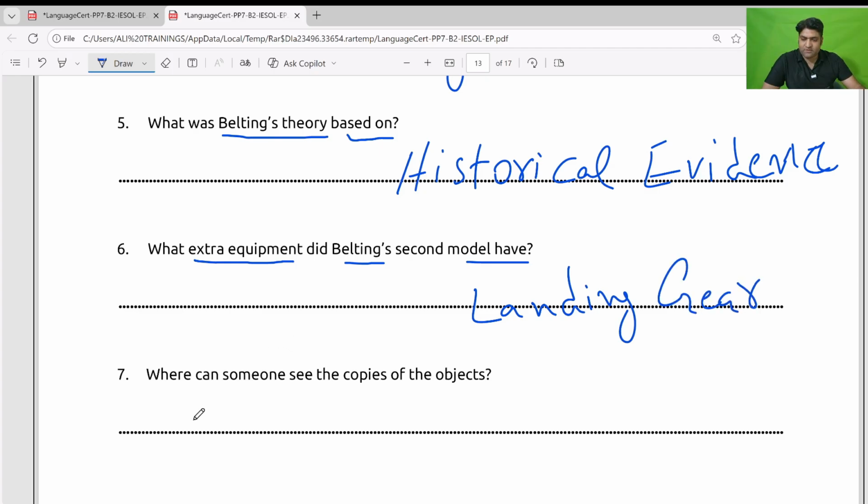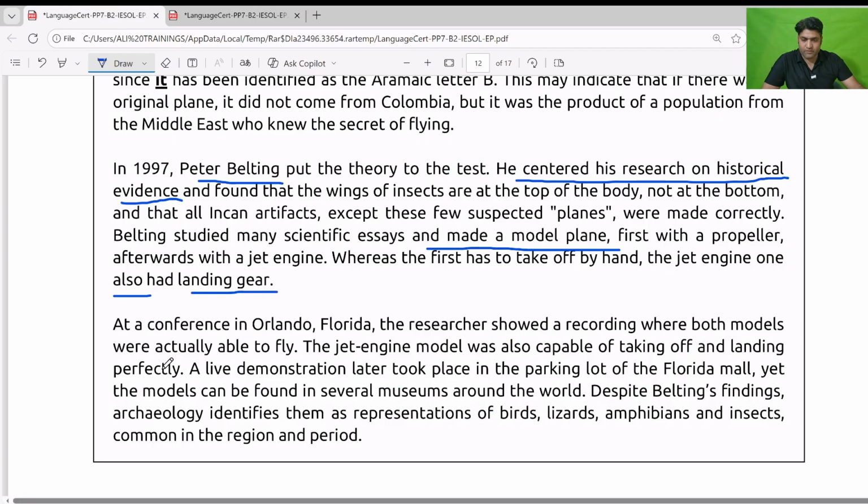Our next question is, where can someone see the copies of the objects? Where means location. In which location can someone see copies of the object? So we need to read further.